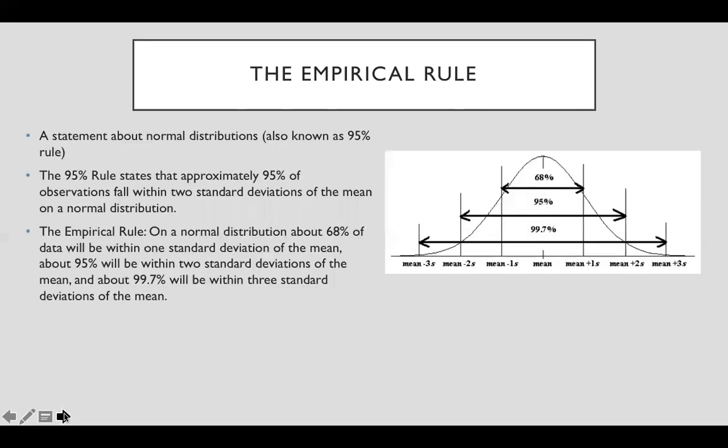And then the empirical rule. The empirical rule is a statement about normal distributions. The shortened version is also called the 95% rule, which states that approximately 95% of the observations fall within 2 standard deviations of the mean. You can see in the distribution drawn on the right that 95% of the data falls within 2 standard deviations of the mean of that normal distribution. And then the empirical rule also says that 68% of the data will be within 1 standard deviation of the mean. It adds in the 95% rule and then states that 99% of data will be within 3 standard deviations of the mean. So the empirical rule is really just summarized by that plot on the right.